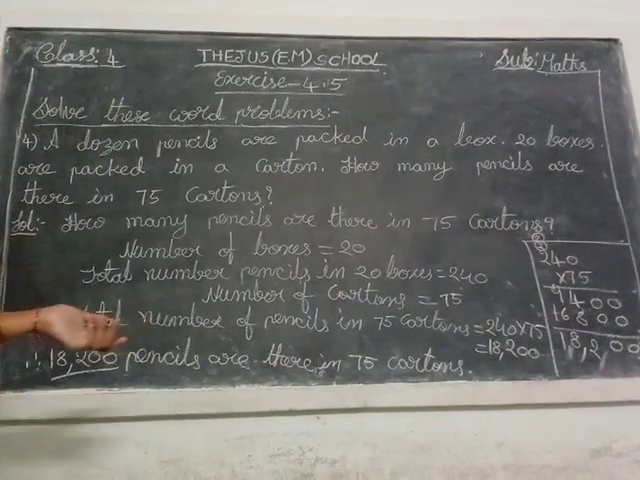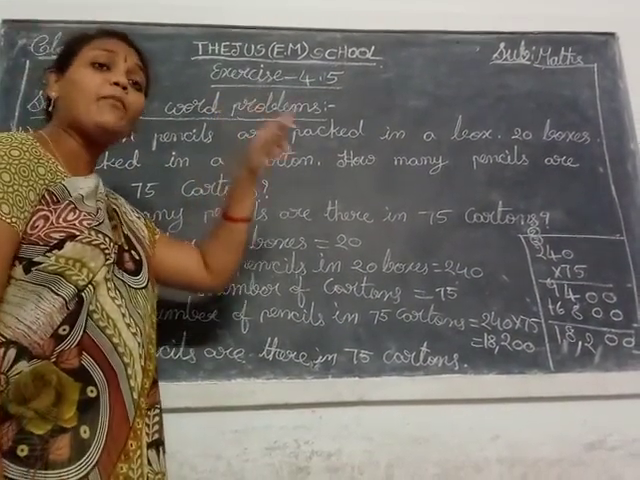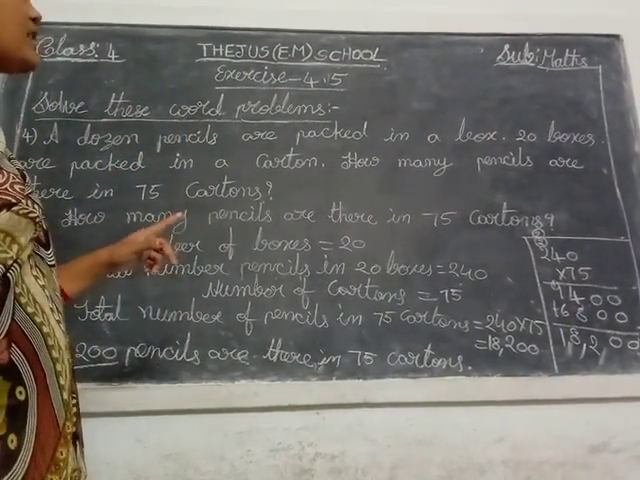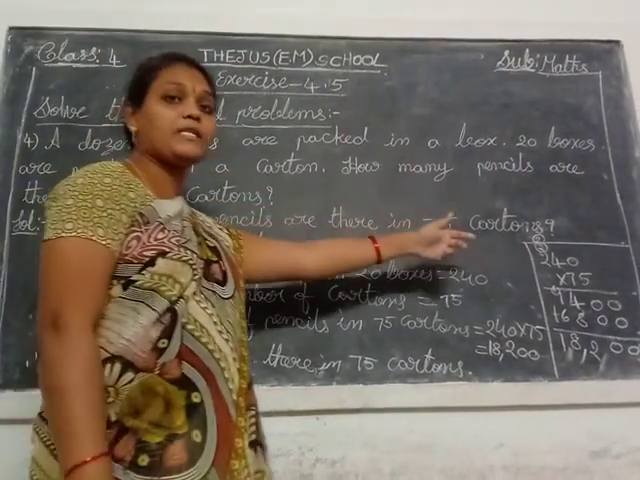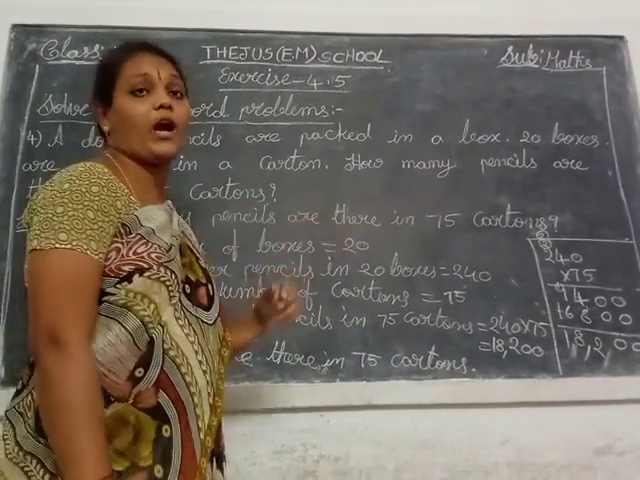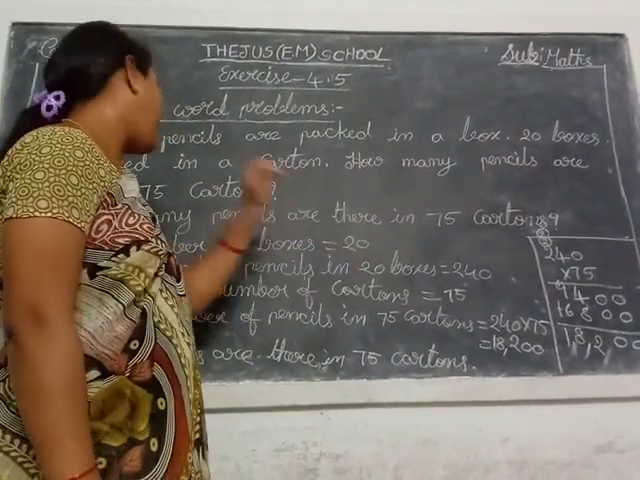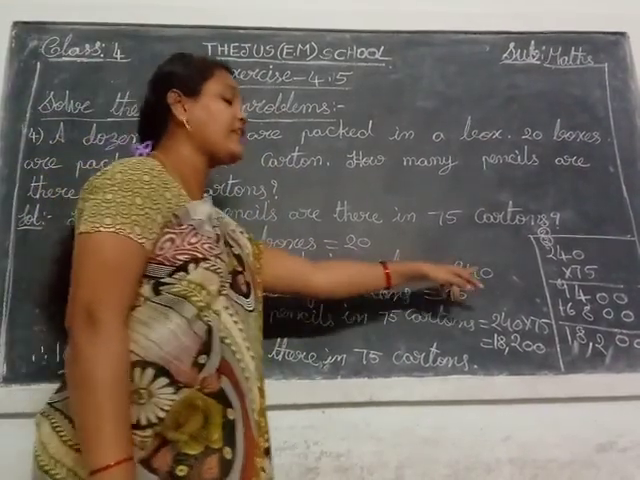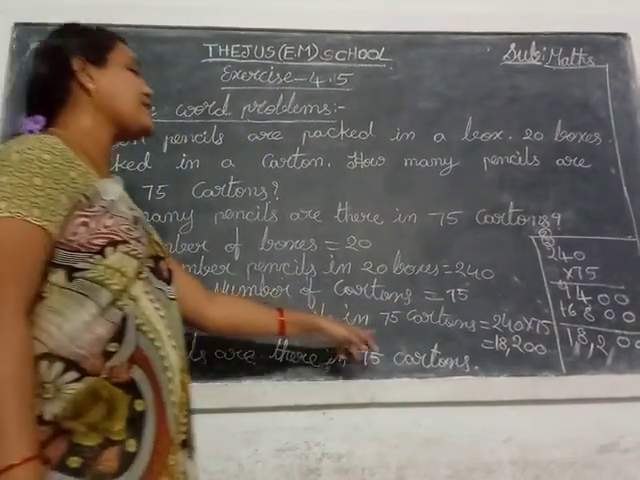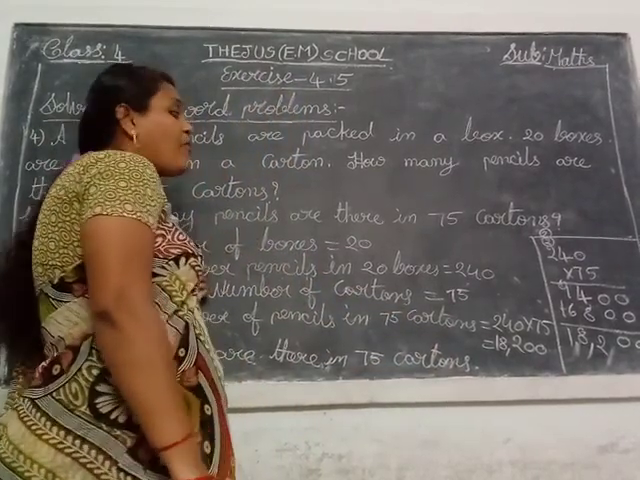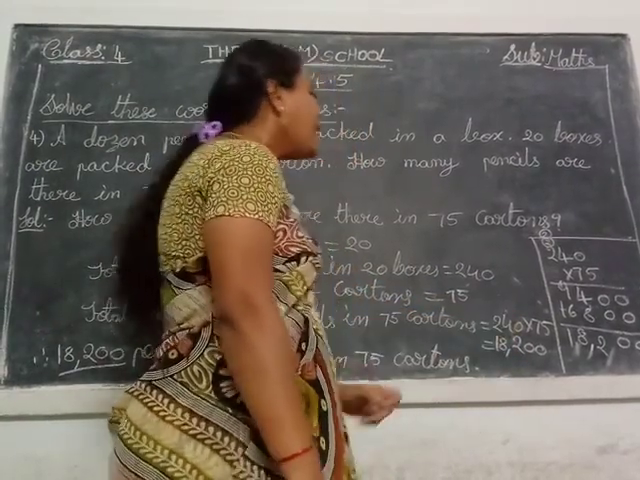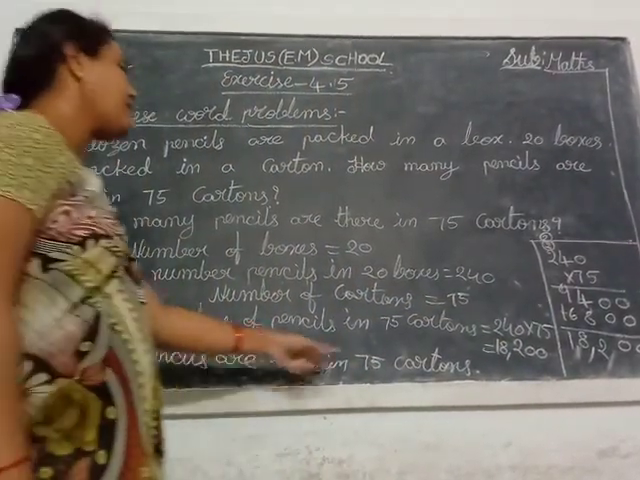First he asked, children, only dozen pencils in a box. 20 boxes are packed in only one carton. Okay, 20 boxes means how many pencils? You do that, 240 pencils, like you did before, children. Now he asks how many pencils are there in 75 cartons. Number of boxes, how many? 20. Total number of pencils in 20 boxes, how many, children? 240. Number of cartons, 75. So total number of pencils in 75 cartons: total number of pencils in 20 boxes is 240, children. That 240 into 75, you do that multiplication. 18,000 pencils are there in 75 cartons.